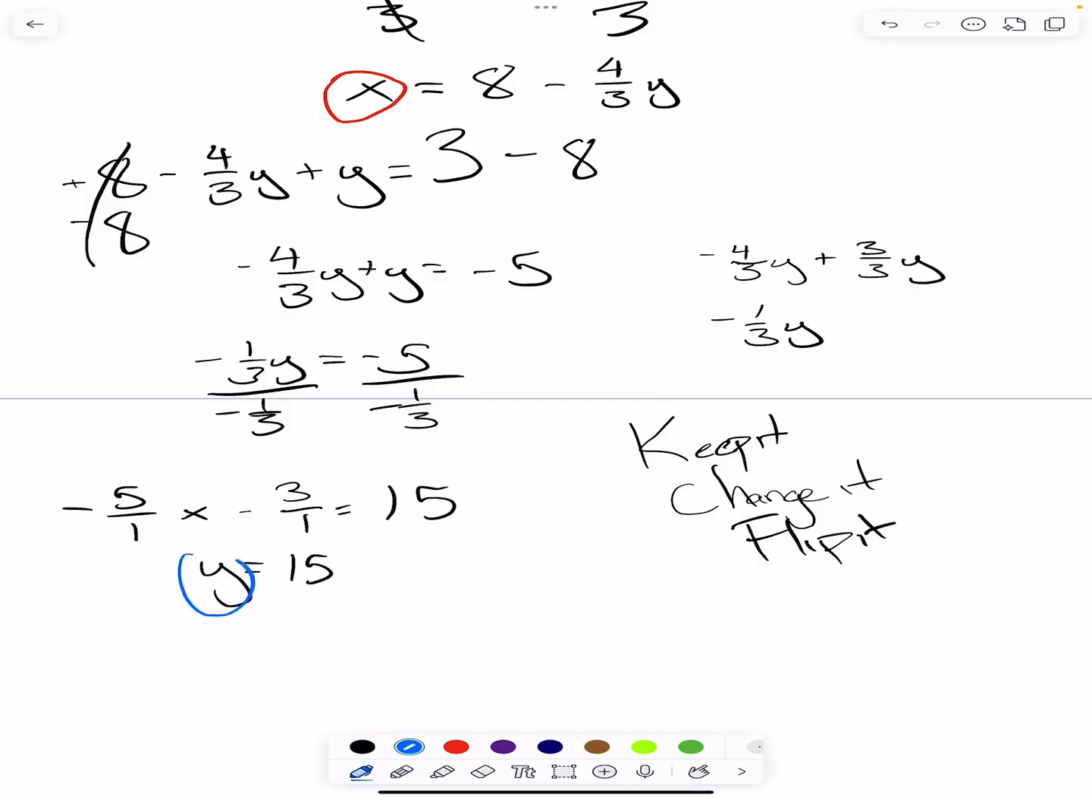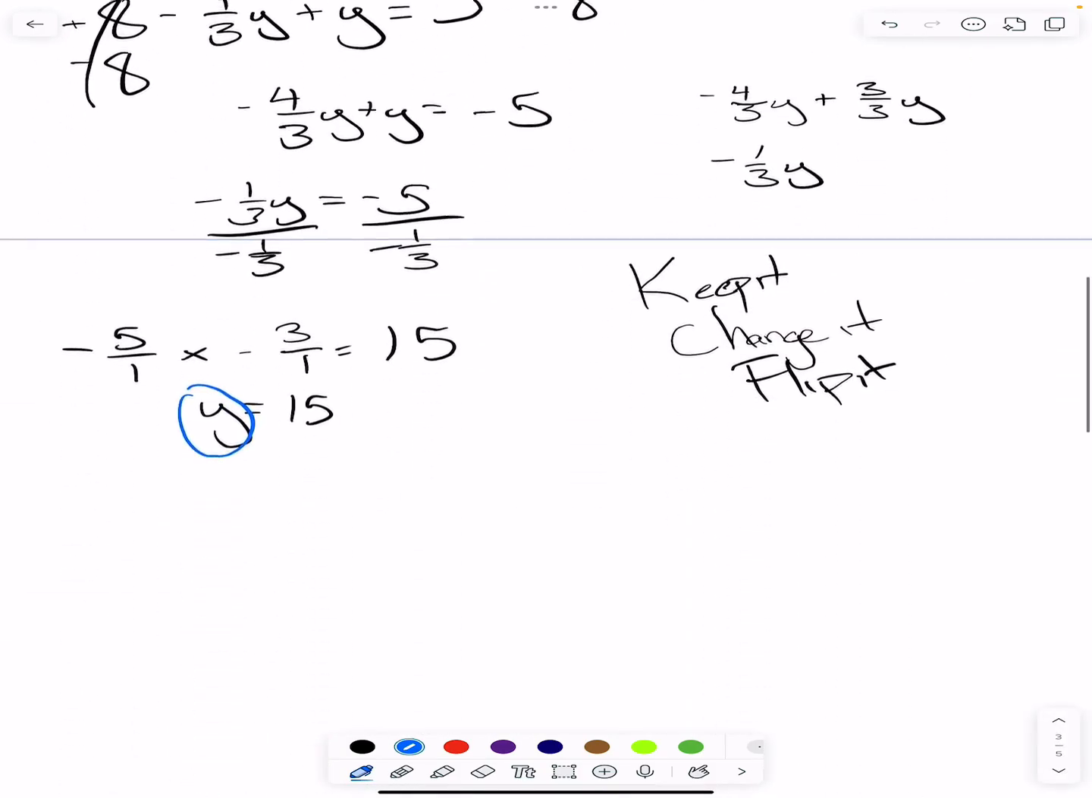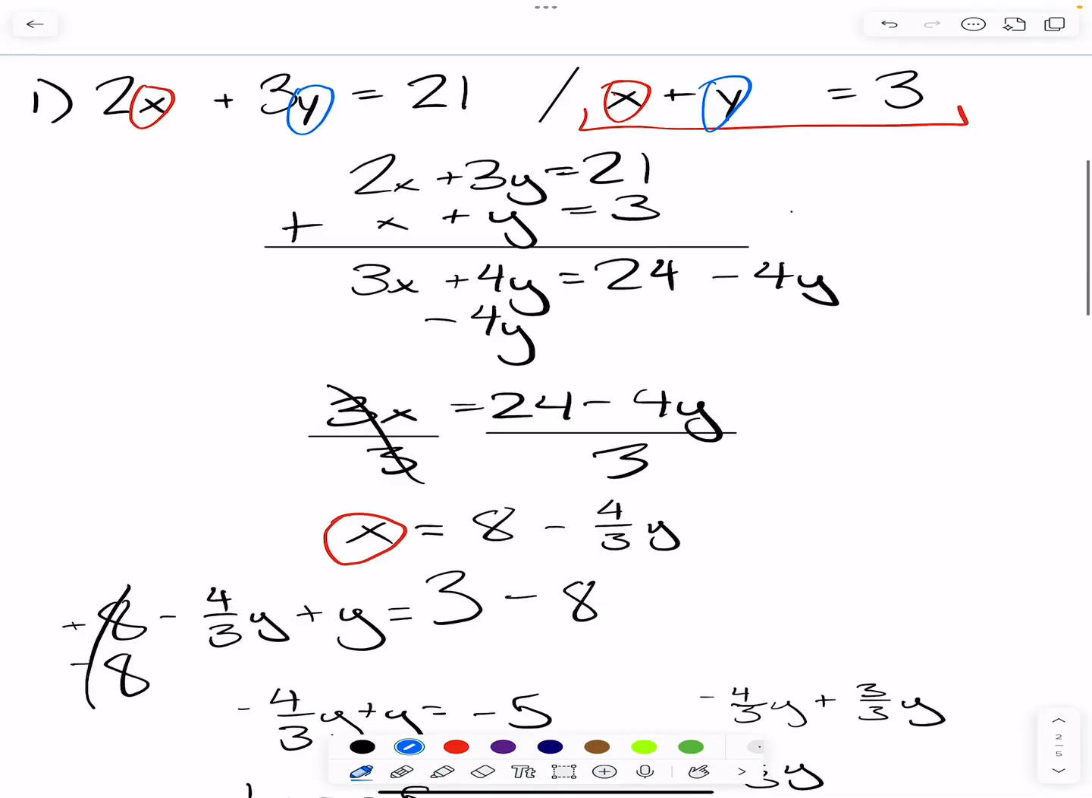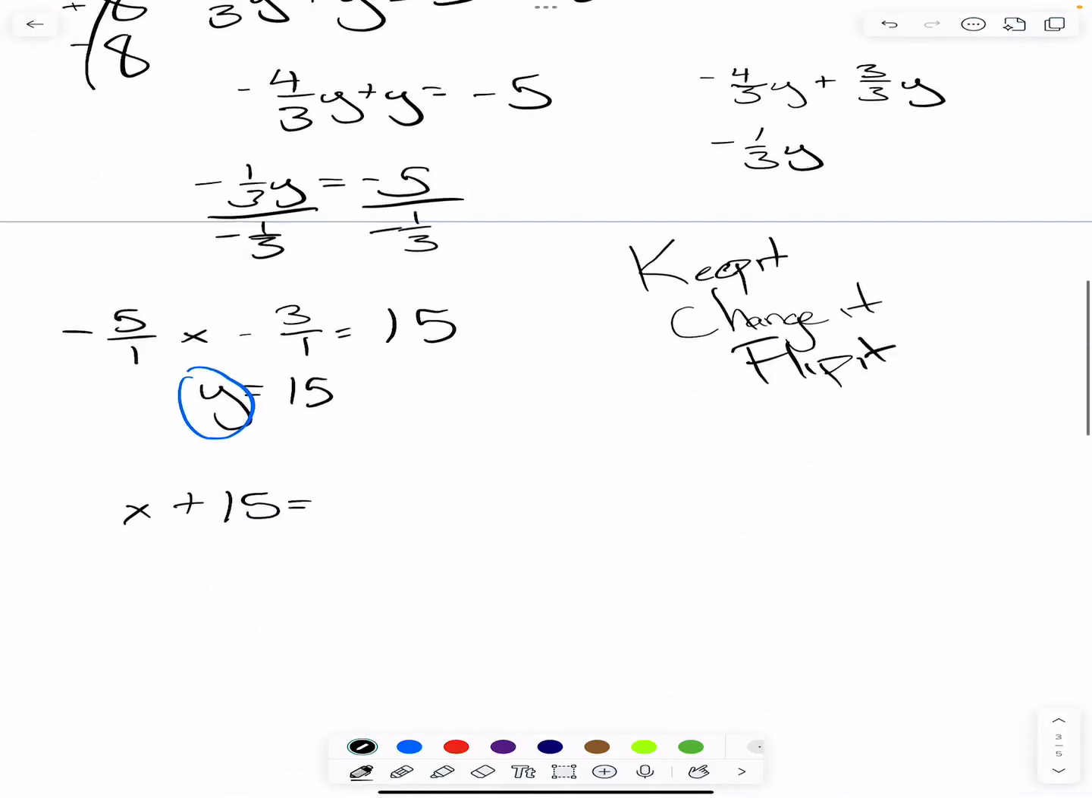So now that I have my y, let's plug our y in for x, or plug our y in for y, my apologies. Let's continue to use this equation because this one just looks easier. So you have x plus 15 equal to 3. Let's subtract our 15 from this side, subtract our 15 from this side. We have x equals negative 12.